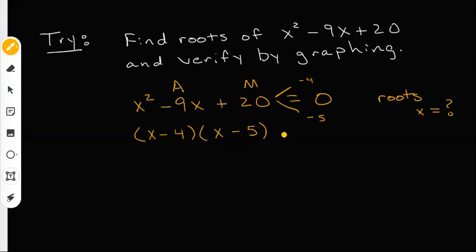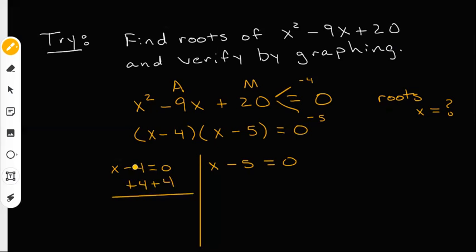But notice everything is still set equal to 0, so I have to set this equal to 0 as well. Now that's going to set up two different equations because I'm going to set the factors equal to 0 now. So I'm going to have x minus 4 equals 0 and x minus 5 equals 0. So I just set what's inside the factors equal to 0, and now I have two equations that I can solve for x.